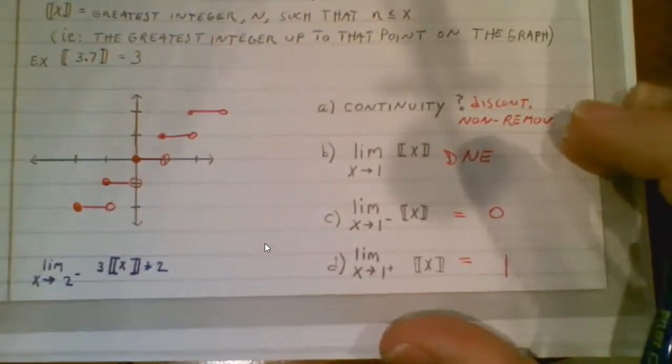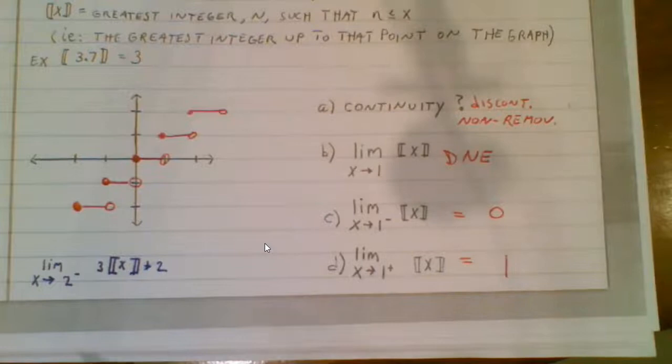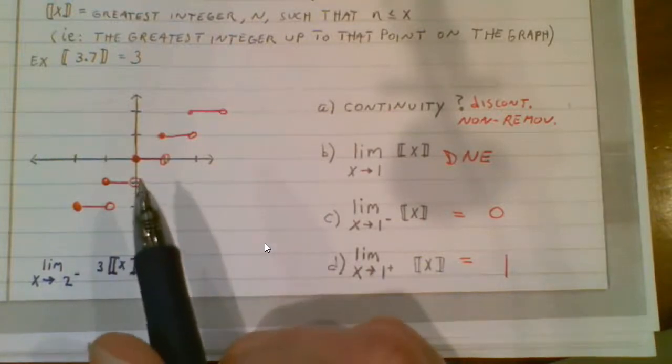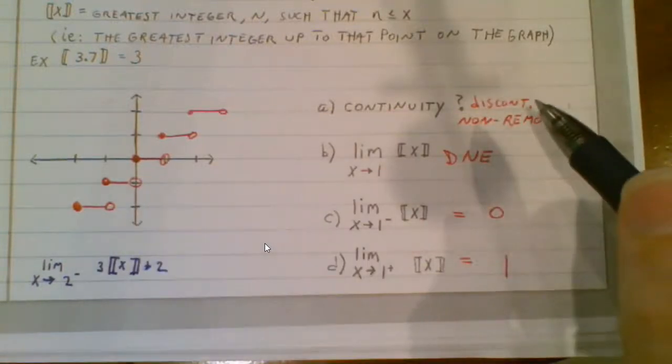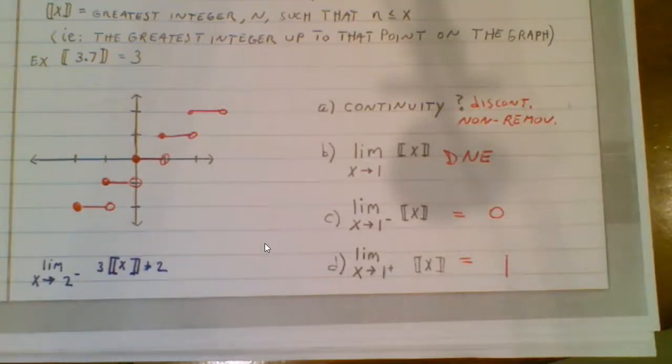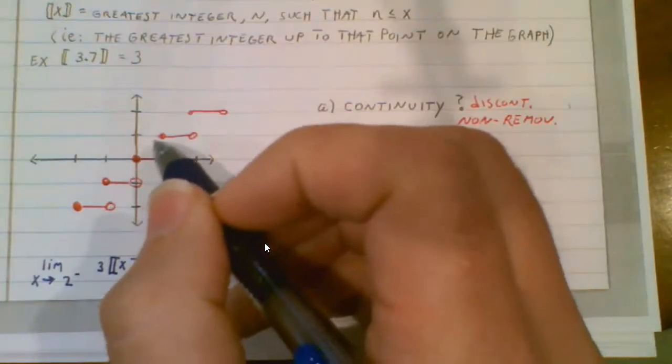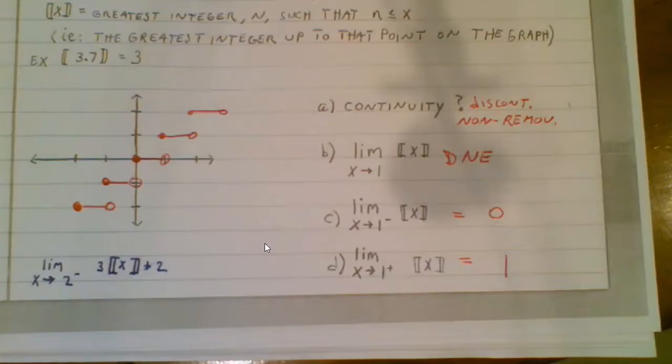And so if you look at the continuity question, obviously it is discontinuous. And which type of discontinuity does it have? This is non-removable. Because there's a clear break in the graph, it's not just a hole in the graph, there's a clear break in the graph. And so that's our non-removable discontinuity.